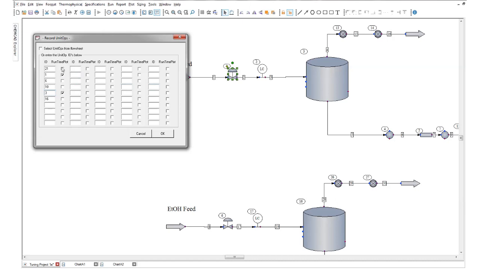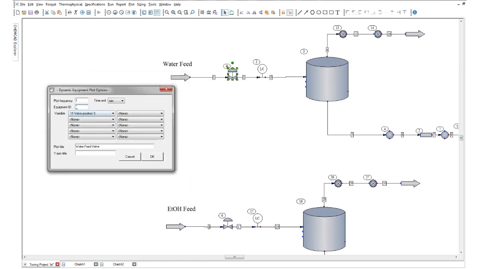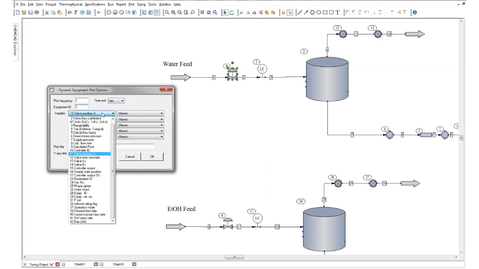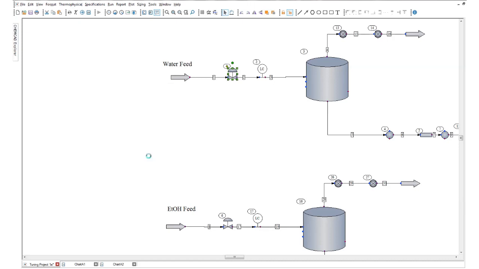And I'm going to do the same for other control valves and my other tanks as well, so that I can use that information to tune my valve. So I'll click OK. For equipment ID number 1, my valve, I'm going to take a look at the valve position as a function of time. This will give me a chance to see how much that valve is moving, whether it's increasing or decreasing, depending on how I like it. Click OK.